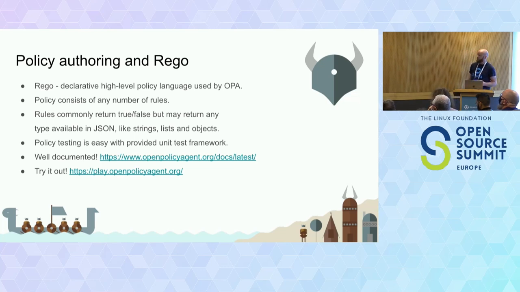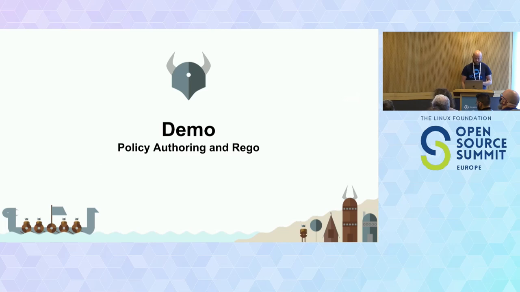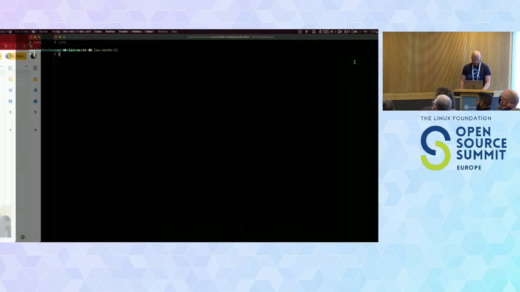OPA provides a unit test framework, so you can test your policies and rules detached from your business logic or application state. It's a well-documented project, and there's a Rego playground to try out policy authoring without even having to download OPA. So at this point, let's see if we can get a demo going here.